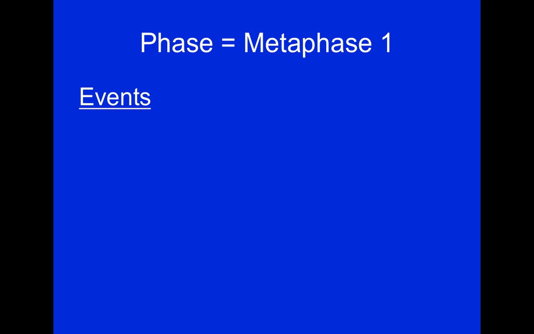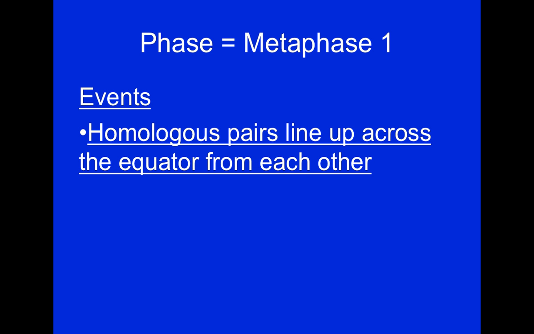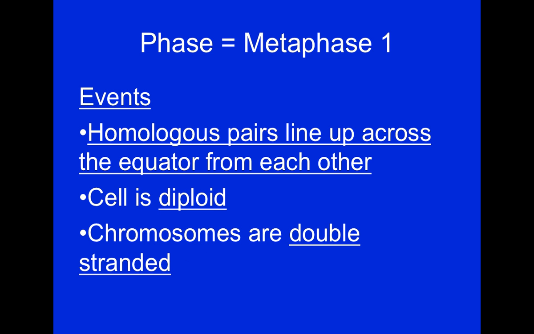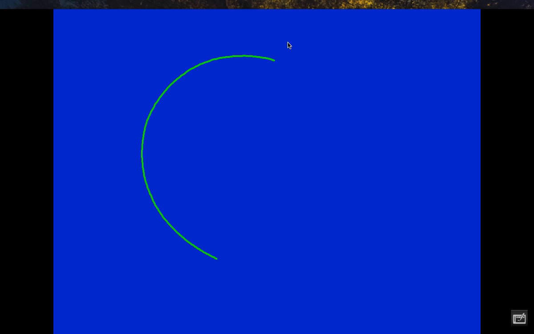All right, so the homologous chromosomes line up across the equator from each other, and you will see that in the picture. The cells here are diploid, and the chromosomes are double-stranded. So let's go ahead and draw this. Again, we have our cell, and this time I'm going to put a dotted line down the middle. This represents our equator.